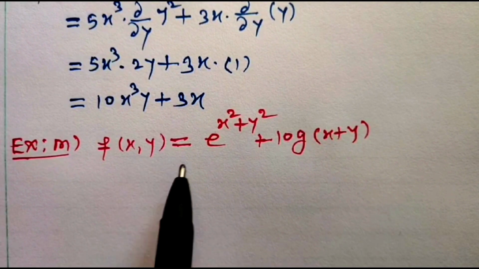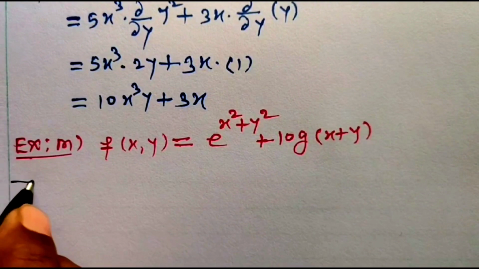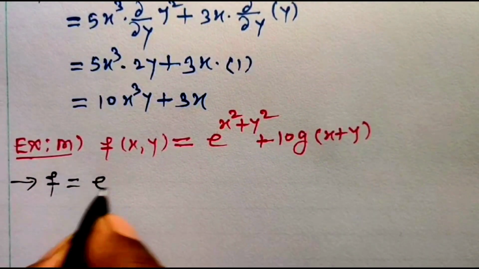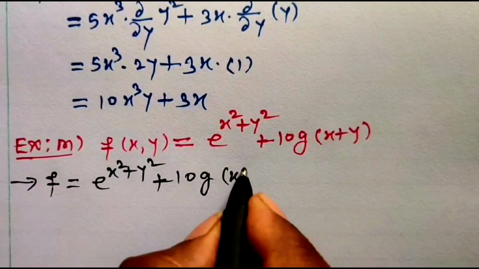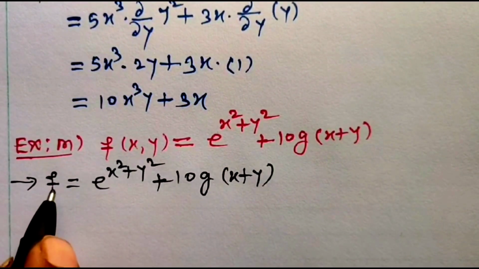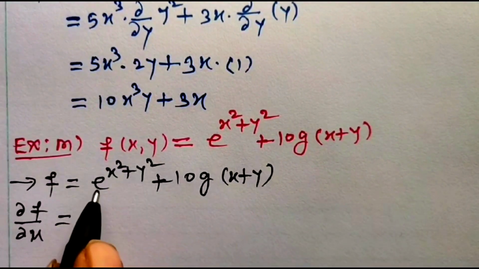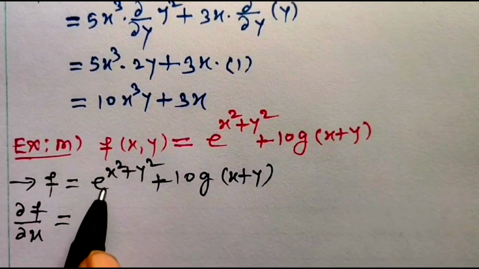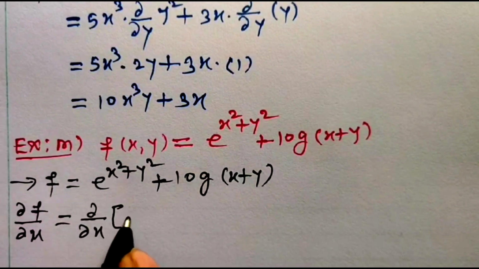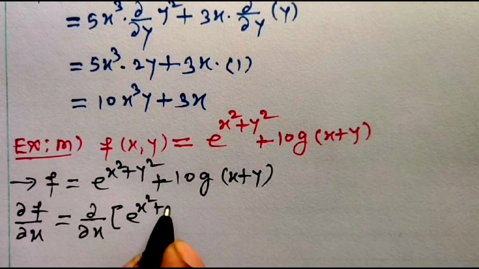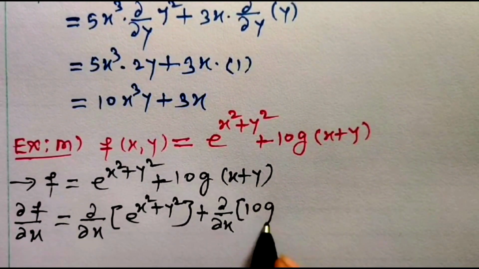F of x comma y is equal to e to the power x square plus y square plus logarithm of x plus y. Let f is equal to e to the power x square plus y square plus logarithm of x plus y. Now partial derivative of f with respect to x is equal to partial derivative of right hand side. You can separately apply partial differential operator with respect to x on each term. So partial derivative with respect to x of e to the power x square plus y square plus partial derivative with respect to x of logarithm of x plus y.